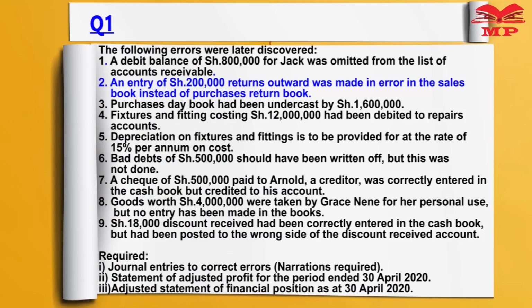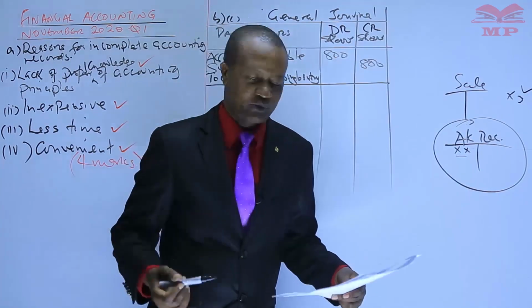I want you to read it slowly. An entry of 200,000 shillings returns outward was made in error in the sales book instead of purchases return book. What kind of error is that? This is the error of commission.